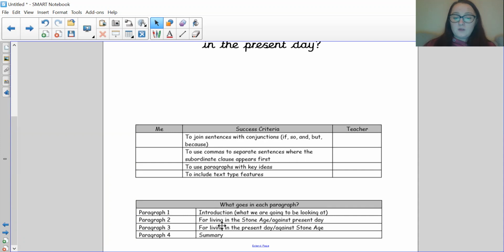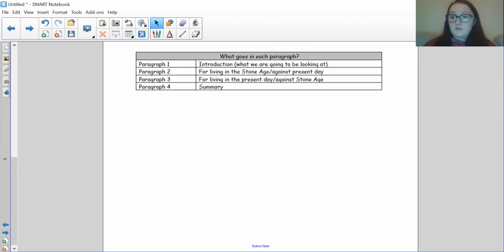Paragraph 2, for living in the Stone Age. Okay, so you want to live in the Stone Age, but you are against living in the present day. So you can really compare those different ideas there. Paragraph 3, for living in the present day, against living in the Stone Age. And then paragraph 4 is a summary, which I will also help you create. Now, you can use some of my ideas, magpie them, but also you've got to try and use your own, Year 3, okay?